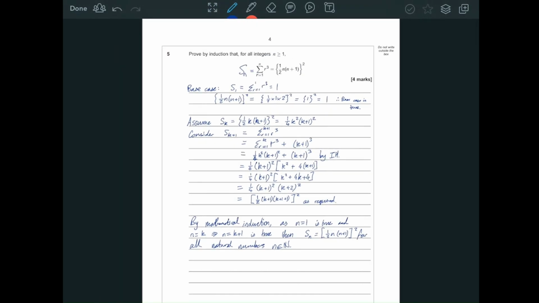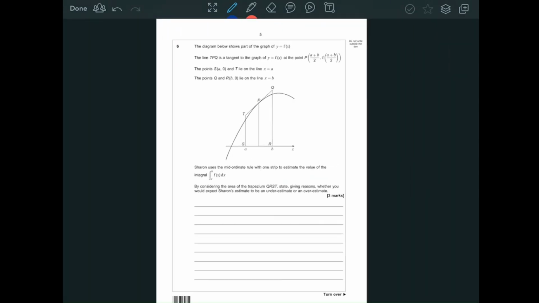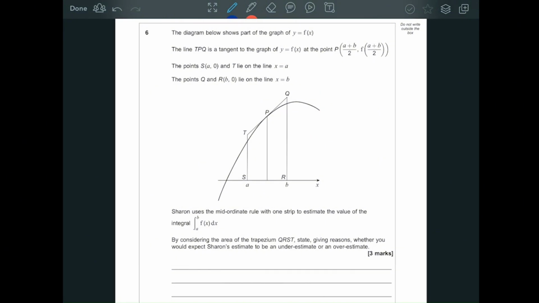Okay. Really quite a nice proof by induction there. We didn't have to be too sneaky with any of the steps. Question 6, we have part of a curve y equals f of x. We have a tangent at the midpoint of A and B, and we've got points S and R and T and Q at various points.